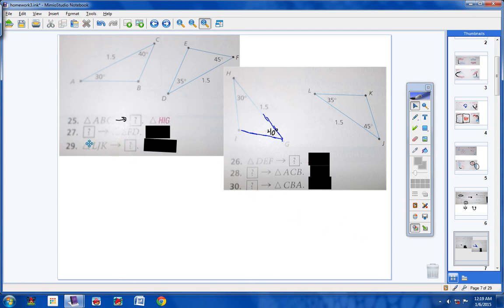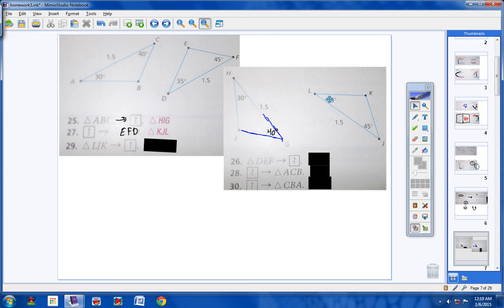Okay, triangle blank is mapped onto triangle EFT. So let's find EFT. Here we go. Here it is. EFT blank 4535. Here it is. KJL. Alright. Okay, triangle LJK.